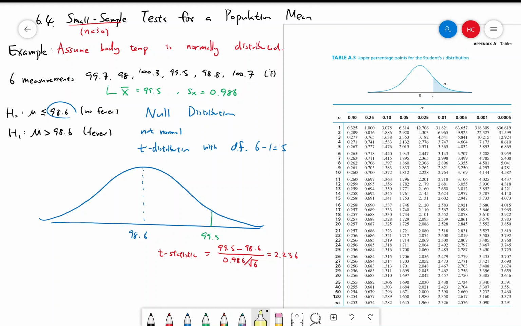So now t is equal to 2.236. Now we look at the row with degree of freedom 5. Notice that t is equal to 2.236, that's between these two numbers. That means our p-value is between these two numbers, so the p-value is between 0.05 and 0.025. So we don't know the exact p-value, but this is good enough to make our conclusion because we know p is less than 0.05, so we can reject H0 and conclude that this person has a fever.